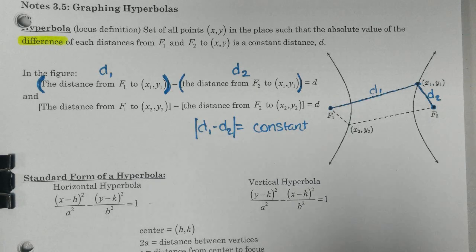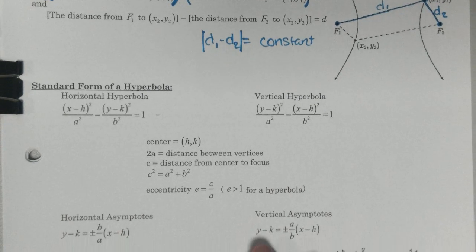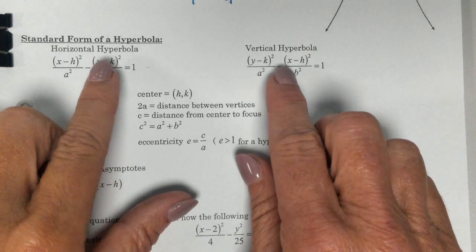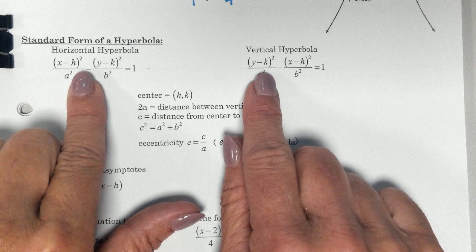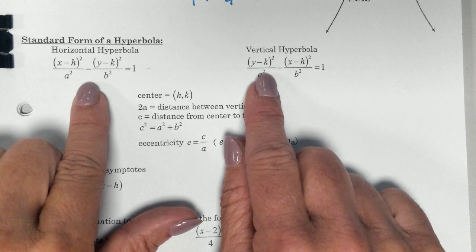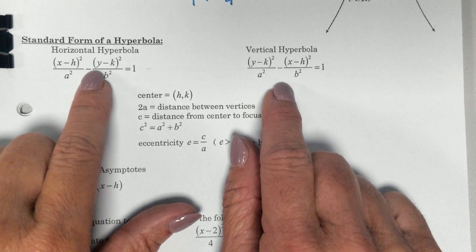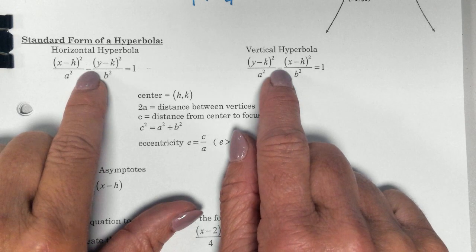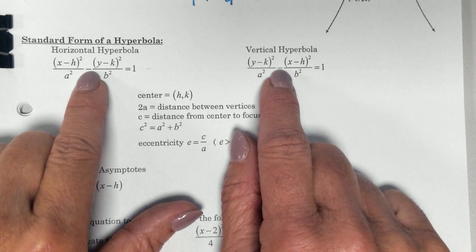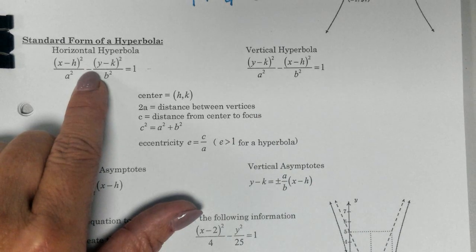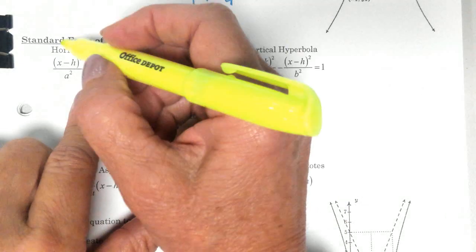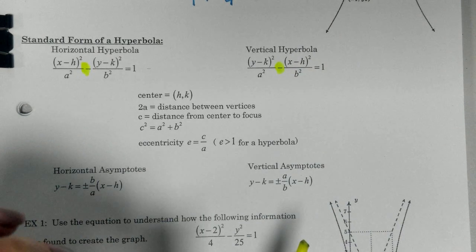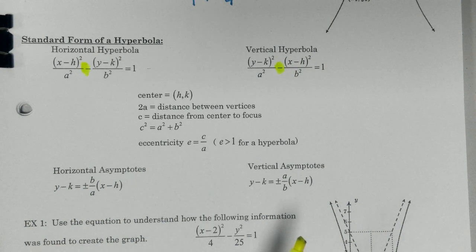That's just your definition. Now, just like the ellipse, we have two forms. We have a horizontal and a vertical. Notice the subtle difference between the hyperbola and the ellipse is you have subtraction here instead of addition. Thus, the definition, it's the difference between those focal point distances. That's where it's going to come into play in the formula. That's the only thing that looks different about the formulas.